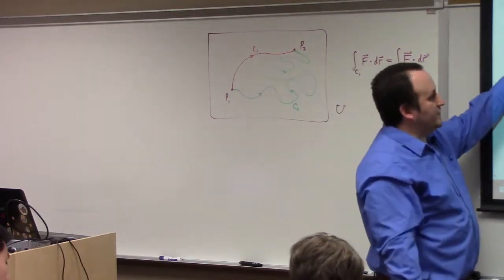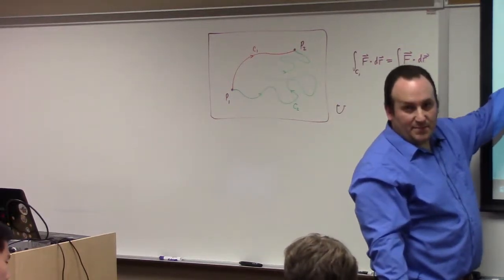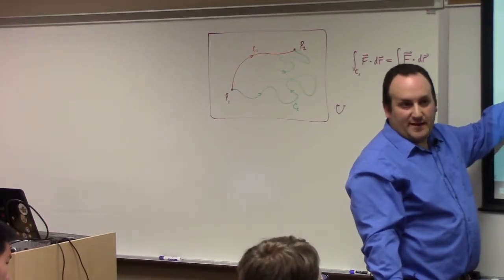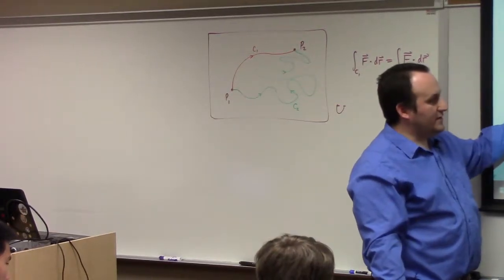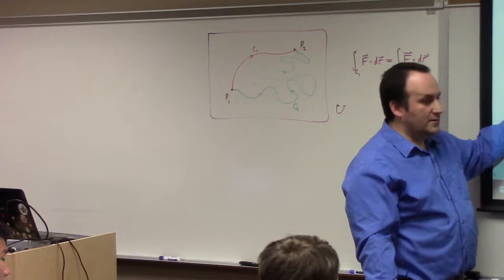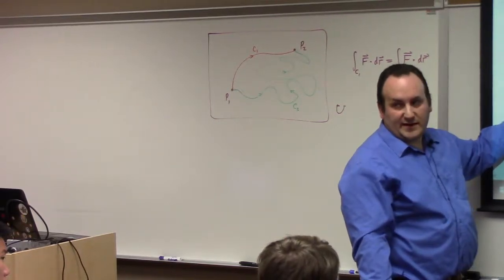that the following are equivalent. In other words, f is conservative implies f is path independent. F path independent implies that the integral over a closed curve, any closed curve in C, is 0. What's a closed curve? Yeah, the same starting and ending points.